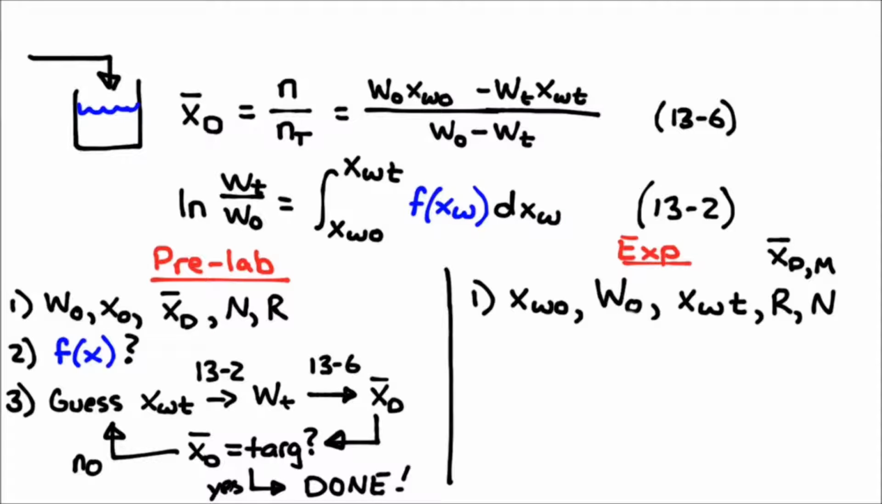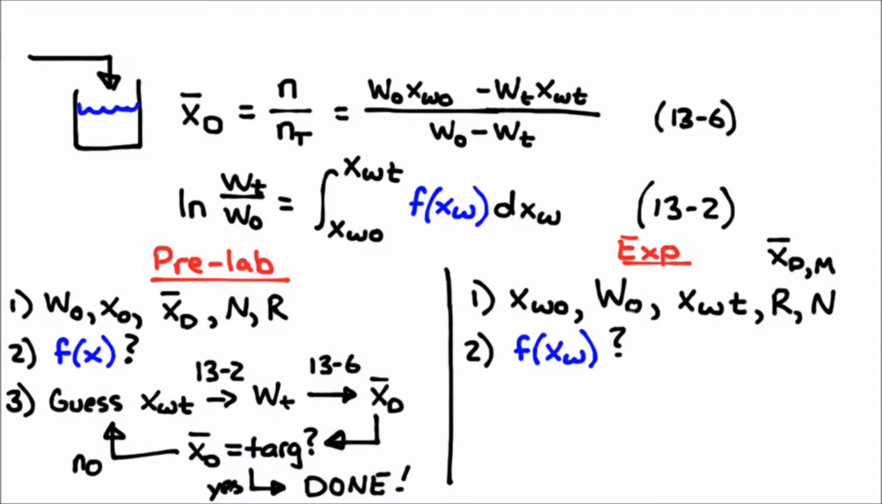Given these initial values, the very first thing you're going to do, just like your prelab, is determine f of x. We need to know what that value is. Again, we don't actually need to know any of the experimental data in order to do that, except we will need a little bit of input from R and N, as we'll see when I show you how to solve that. But once we have f of x sub w, if you think back to what we did on the prelab, the first thing we did was guess x_wt. We don't have to do that anymore, right?